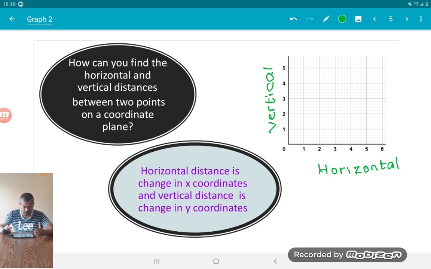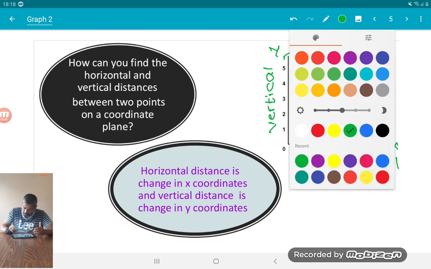How can you find the horizontal and vertical distance between 2 points on a coordinate plane? So what is horizontal? When you are talking about horizontal distance, we are talking about the distance in x direction. When you are talking about vertical distance, that means we are talking about the distance in y direction. Okay, so we have to select 2 points.